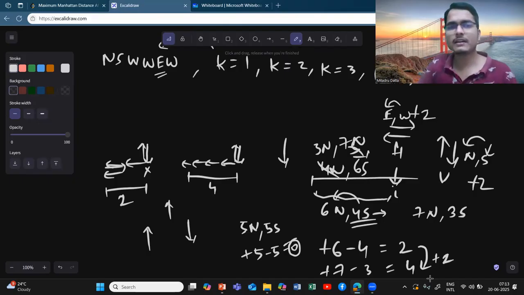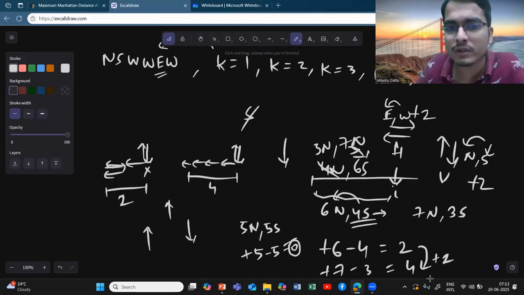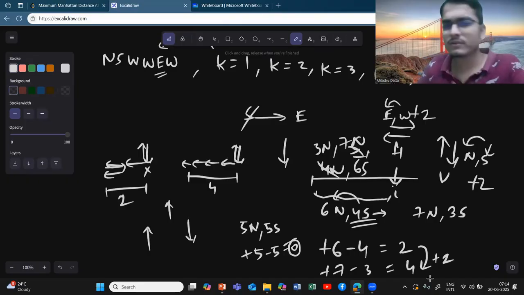And if you are thinking, what if I change something like south to east, or something like this? If you see, you cannot get an increment of more than what I am saying.